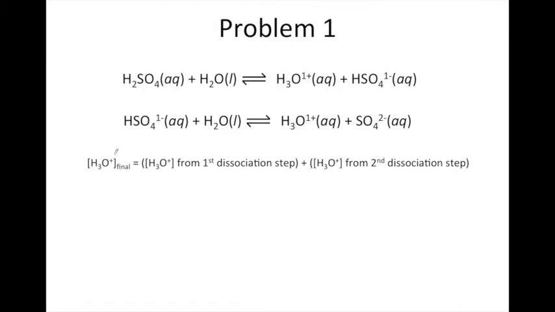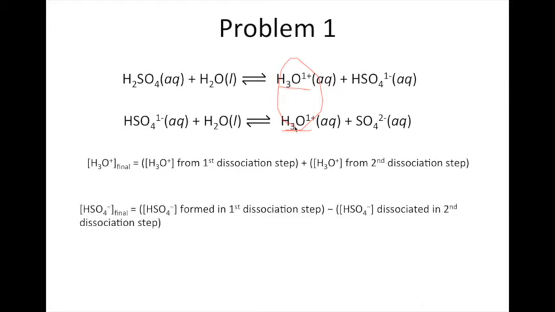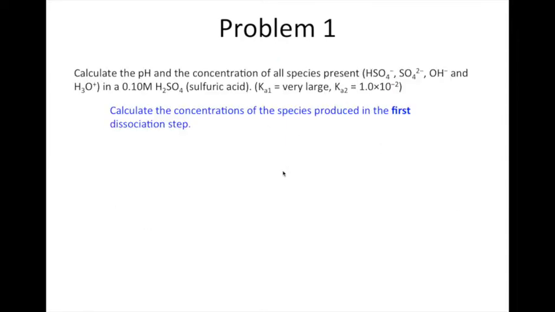Just a couple of notes. Be sure to note that the hydronium is produced in both the first and the second steps. So when we're asked to calculate the pH, or our final hydronium concentration, we're going to have to take the sum of these two hydronium concentrations. And the final HSO4 minus concentration, well, we're producing some of it in the first step, and we're going to lose a little bit of it in the second step. So our final will be what's produced in the first step minus any that dissociates in our second dissociation step. So just be sure that you're aware of that before we begin our calculations.